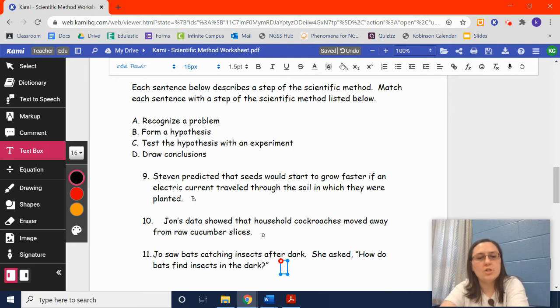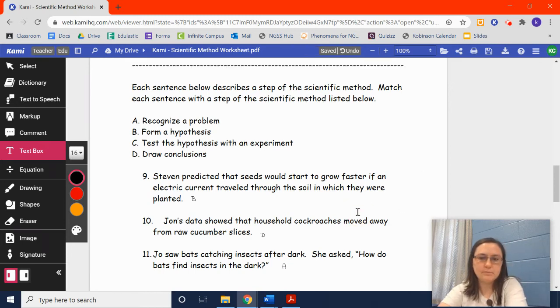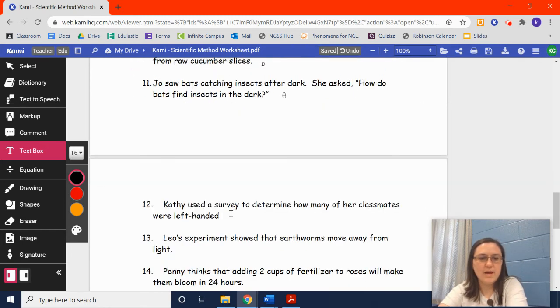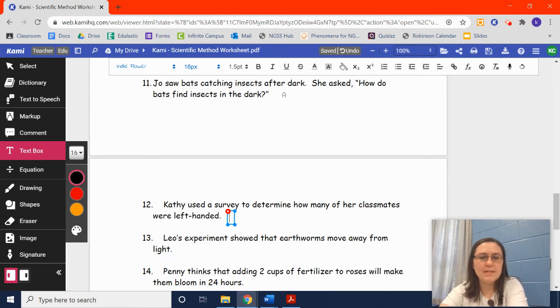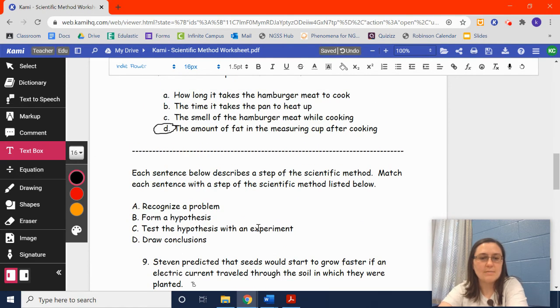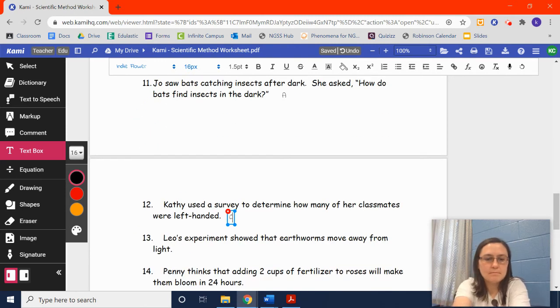Number 11, Joe saw bats catching insects after dark. She asked, how do bats find insects in the dark? She's asking a question. We said in the first video about the cheat sheet and just a few minutes ago that the problem was written as a question. So that is A, recognizing a problem. Number 12, Kathy used a survey to determine how many of her classmates were left-handed. She used a survey, that is the same thing as testing with an experiment. So that is C.